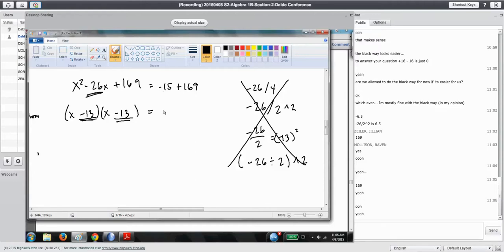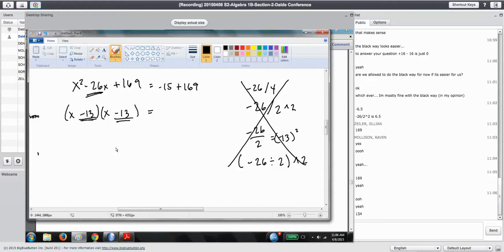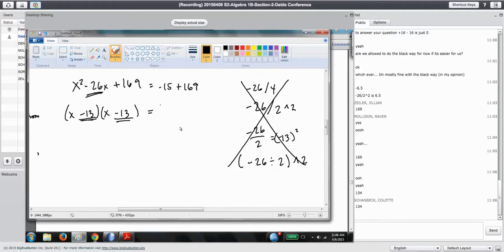By the way, someone use a calculator. What is 169 minus 15? I don't have a calculator on hand. I just depend on you guys for it. Come on, people. It's 154. All right, 154. So this is x minus 13 squared equals 154. I'm going to take the square root of both sides, so that would be x minus 13 equals the square root of 154. Everyone agree?